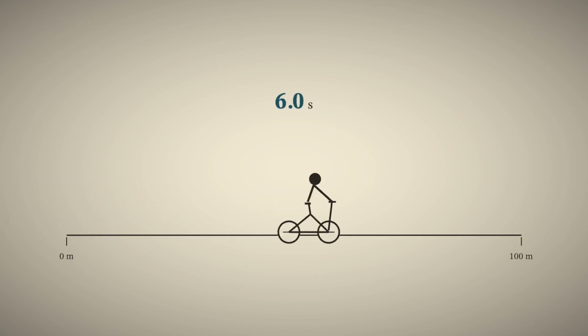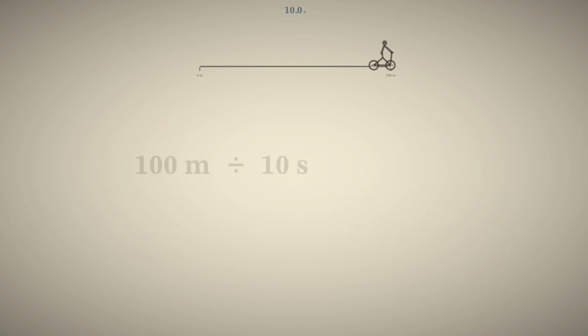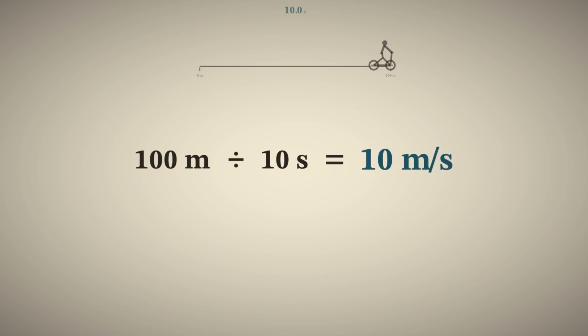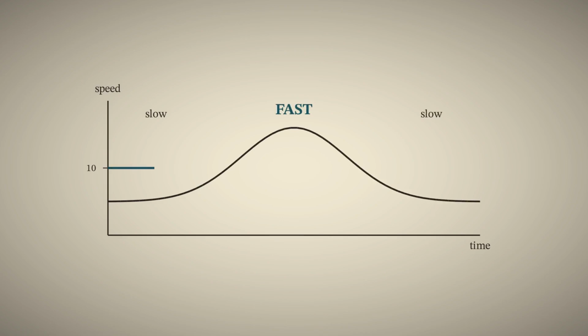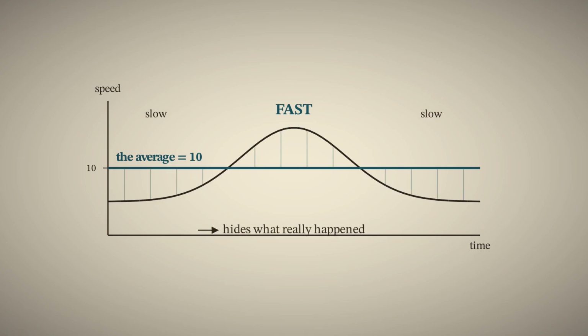Average speed. If you ride your bike 100 meters in 10 seconds, your average speed is 10 meters per second. Distance divided by time. Simple. But here's the thing. You probably weren't going 10 the whole time. Maybe you started slow. Then you went really fast in the middle. Then you slowed down at the end. 10 is just the average. It hides what was really happening at each moment.